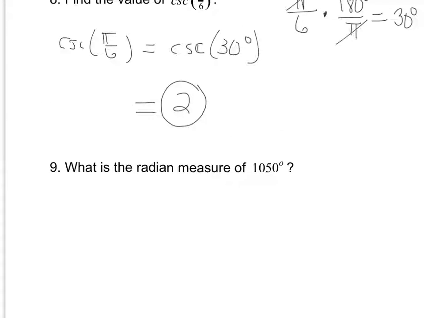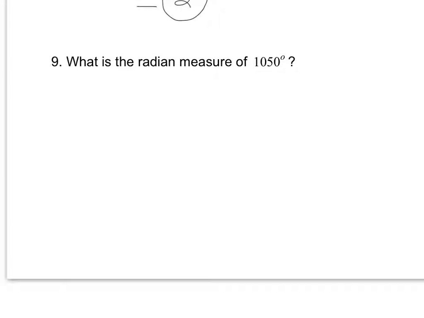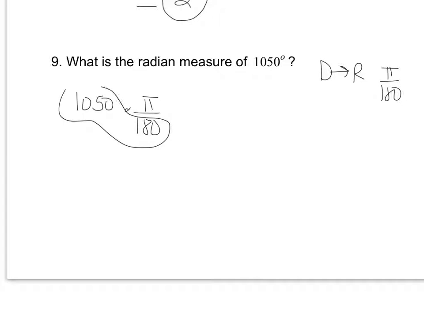Okay, last problem. What is the radian measure of 1050? So again, when we're trying to go from degrees to radians, we're going to multiply by the opposite. It's going to be pi over 180. So I'm going to take 1050 times pi over 180. And I'm simply going to simplify the fraction 1050 over 180 and add a pi on it. So I can cancel the 10, so that would be 105 over 18 pi, because I just basically canceled the 0 from top and bottom.